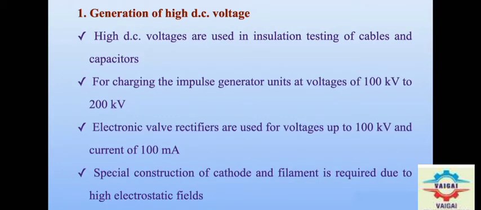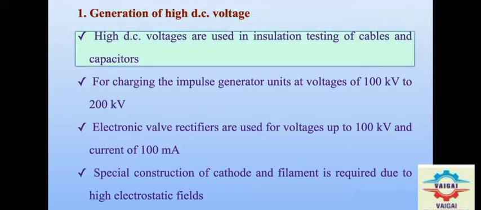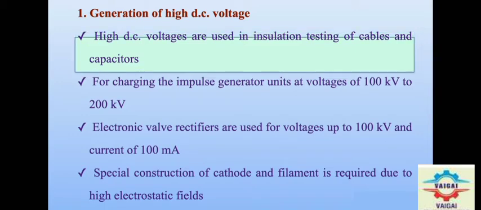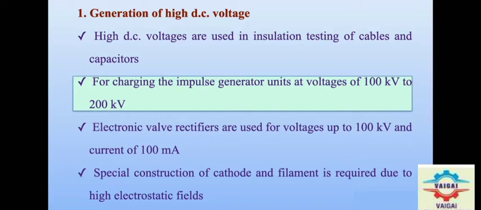Let us see about the generation of high DC voltage. That is how we are generating DC voltage with high value. High DC voltages are used in insulation testing of cables and capacitors. It is mainly used for testing insulation of cables and capacitors, and for charging the impulse generator units at voltages of 100 kilovolt to 200 kilovolt.